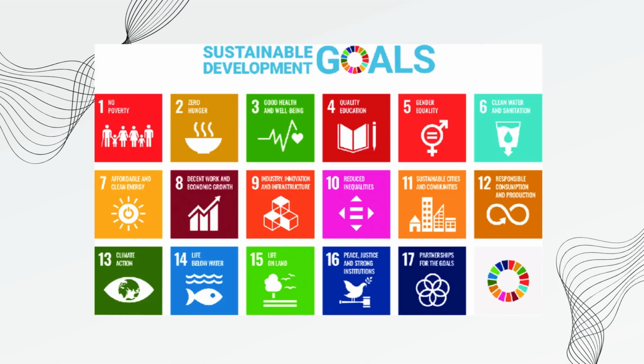So, here again are the 17 sustainable development goals provided by the United Nations, that being no poverty, zero hunger, good health and well-being, quality education, gender equality, clean water and sanitation, affordable and clean energy, decent work and economic growth, industry, innovation, and infrastructure, reduced inequalities, sustainable cities and communities, responsible consumption and production, climate action, life below water, life on land, peace, justice, and strong institutions, and partnerships for the goals.